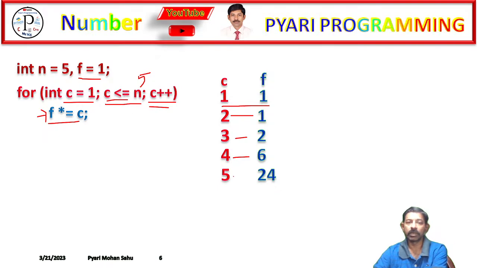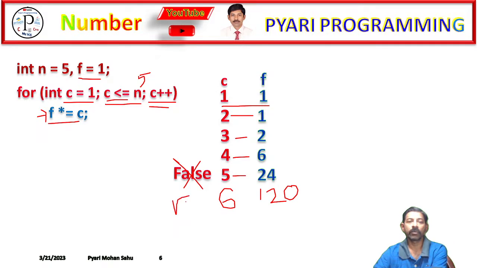F into C, that is 5 into 24, that is your 120. नहीं, हमने गलत कर दिया. यहाँ पे 5, यहाँ पे false नहीं होगा. यहाँ पे 120. After that, we will move up C++. C will become your 6. Then it becomes your false. After that, it will become your false.